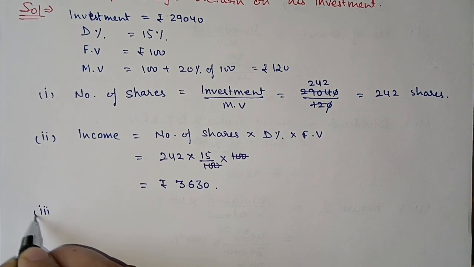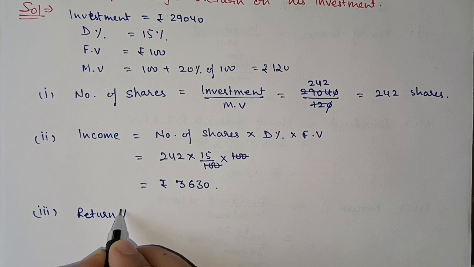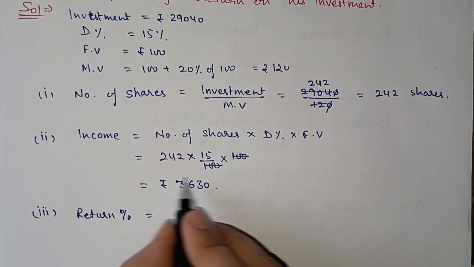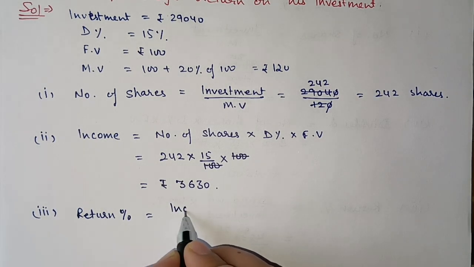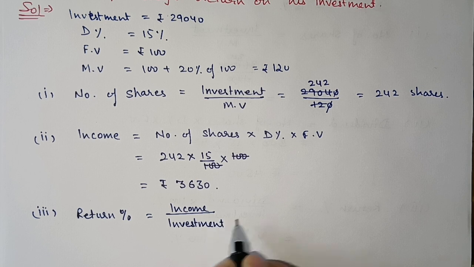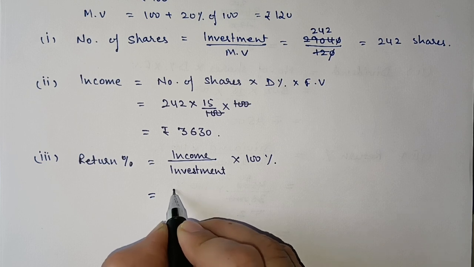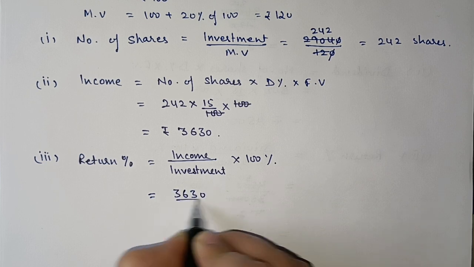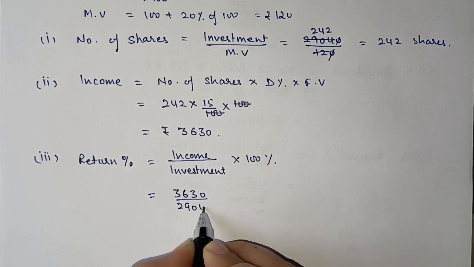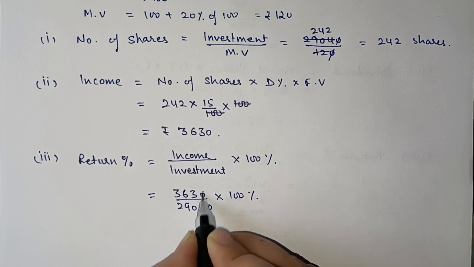Third part, we have to find out the return percentage. Return percentage is equal to whatever his income divided by his investment into 100%. Income is 3,630 rupees and investment was 29,040 rupees. Multiply by 100%.